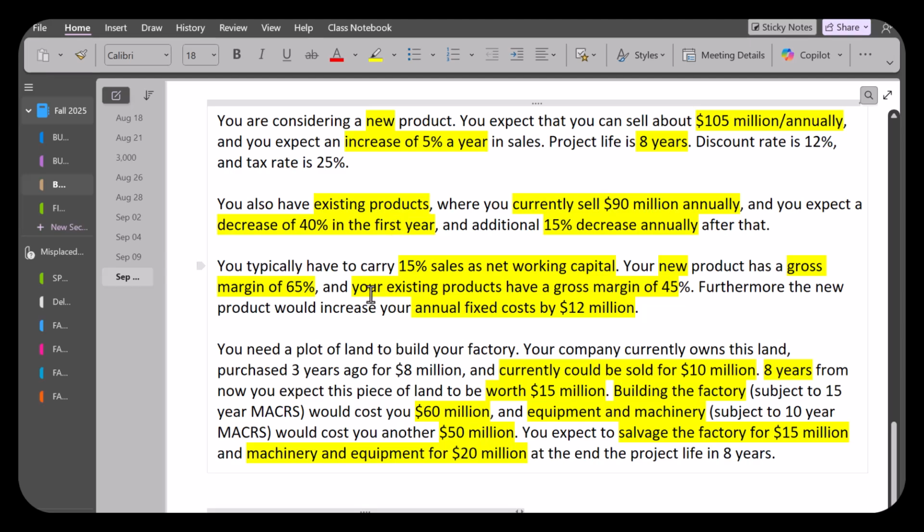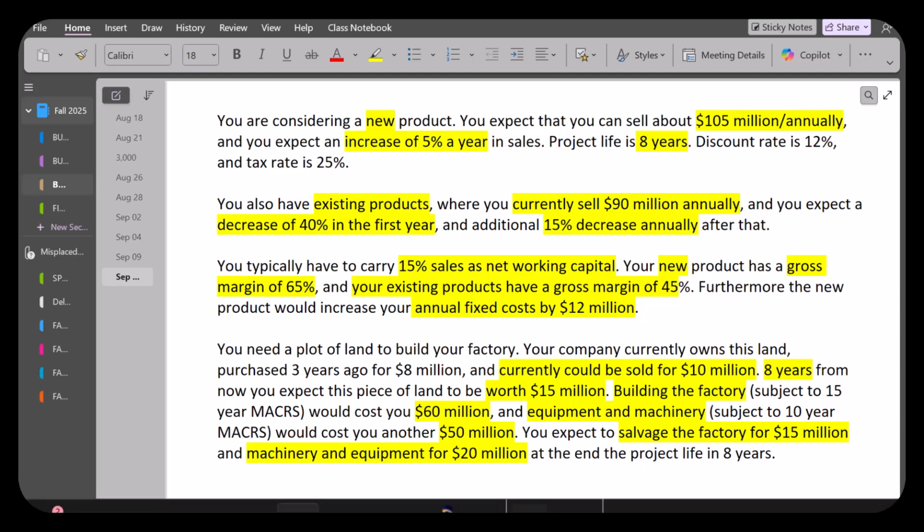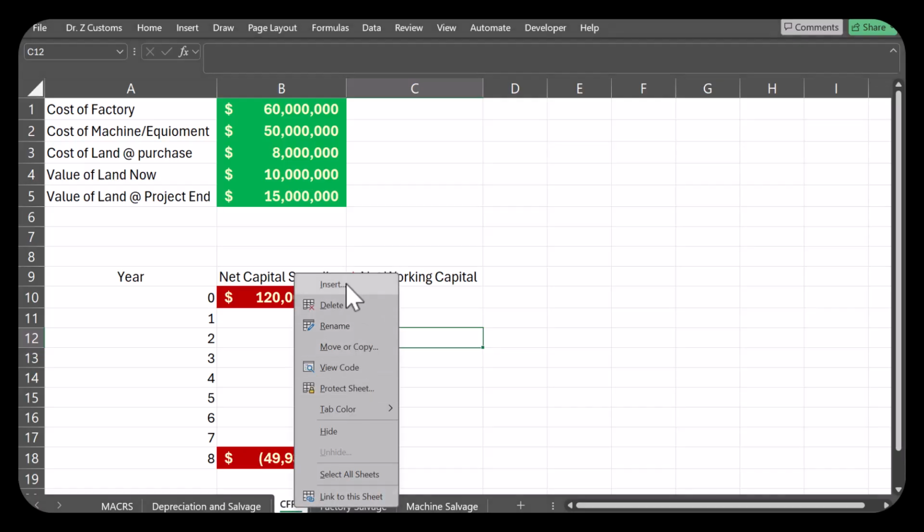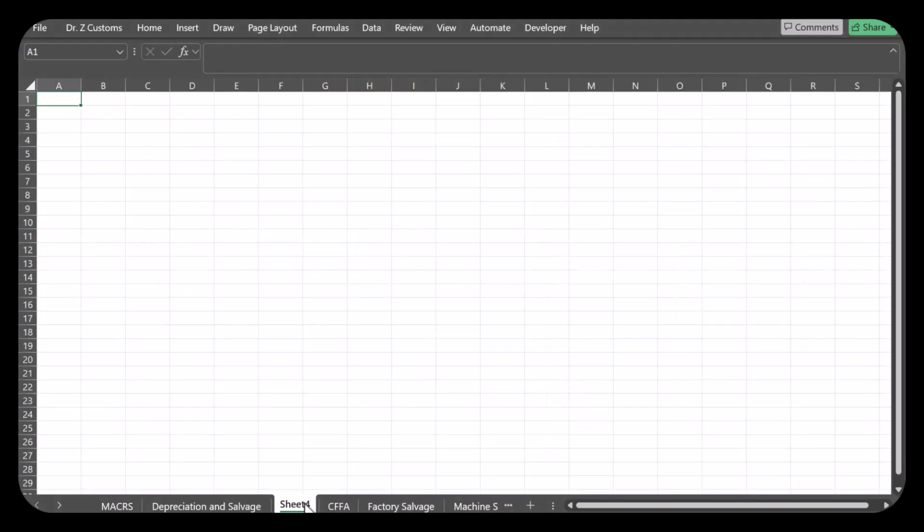I need to know sales in order to calculate net working capital. Well, we're gonna need those sales anyway, so we might as well go ahead and make a calculation. So let's do another sheet. Let's call this sales. In fact, I'm gonna call this sales and costs.